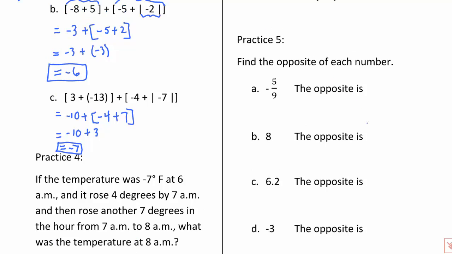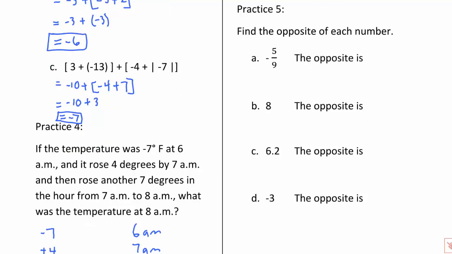Let's look at practice 5. What we're looking at is we want to find the opposite of each number. A says negative 5/9, and the opposite would be positive 5/9. If you have 8, the opposite is going to be negative 8. 6.2, the opposite is negative 6.2. Negative 3, the opposite is 3.